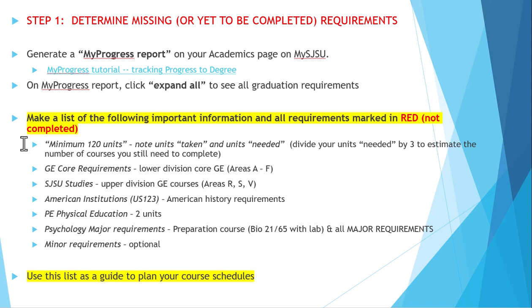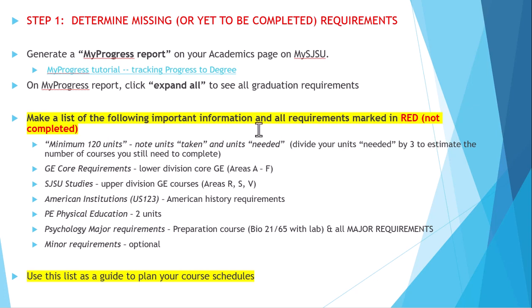So the first thing to do is to note how many units you have taken and how many units you still need. The minimum unit requirement to graduate from San Jose State is 120. So you want to note how many units you have already completed and how many units you still need to reach the 120. Let's just say, for example, that you have completed 90 units and you still need 30 units to reach the 120.